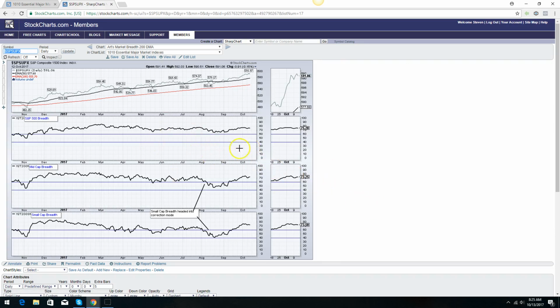Okay, so, and this might be a little bit smaller on your screen, but I got this from Arthur Hill. You have the S&P 500 breadth, you have the mid cap breadth, and you have the small cap breadth. And this is the percentage of stocks above the 200-day moving average.